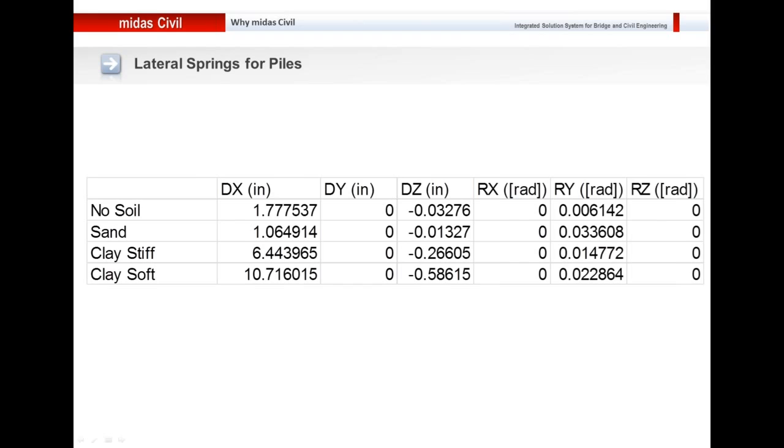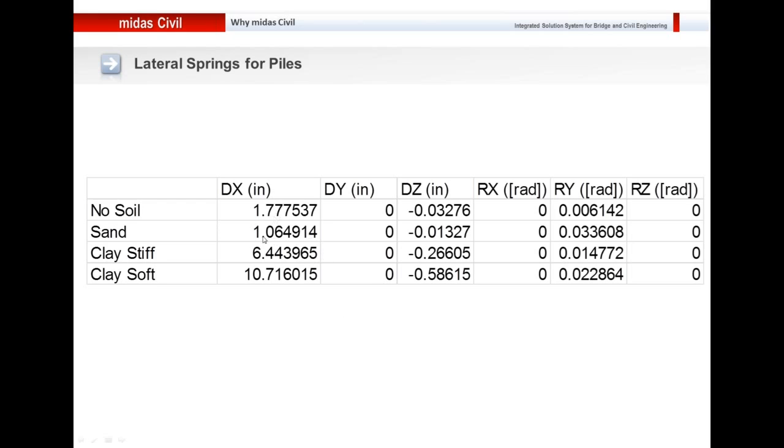So this is the comparison table for these four types of models, and here you can see the deformation for the pier cap top in the X, Y, and Z direction. So if there is no soil, if we apply a fixed support at the base of the pier, this is the deformation in the X direction. The deformation reduces if you have sand, because the sand would provide a stiffer support.